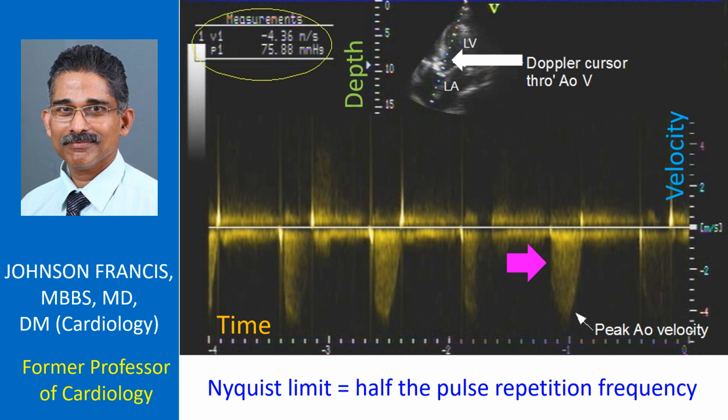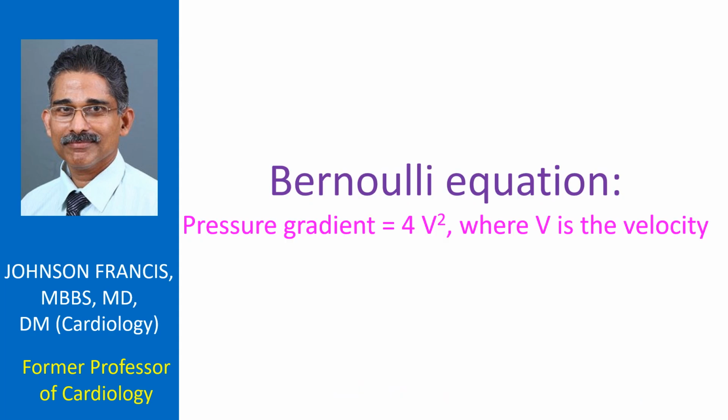The top left corner displays the measurements. In this case, the peak aortic velocity is 4.36 meters per second and the gradient is 75.88 millimeters of mercury. The gradient is calculated from the velocity using the Bernoulli equation. Pressure gradient is equal to 4v squared, where v is the velocity.